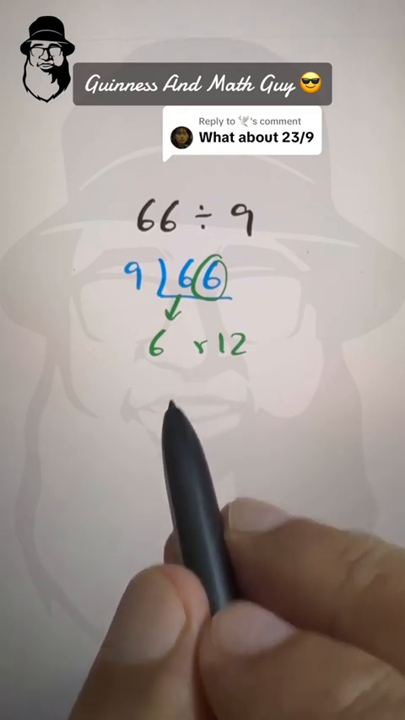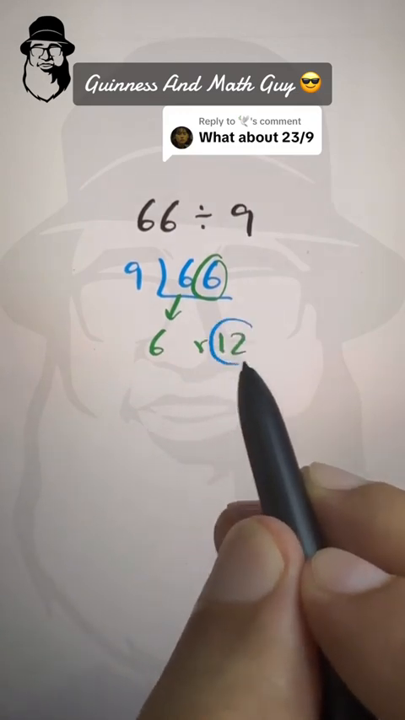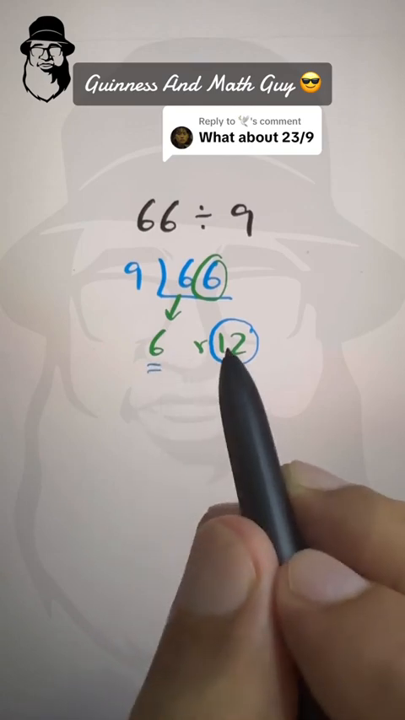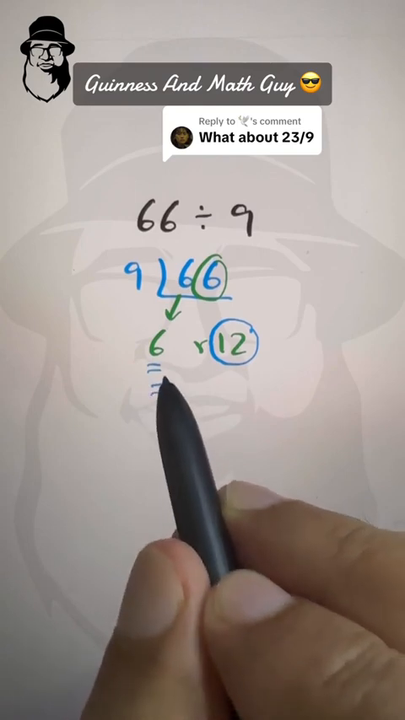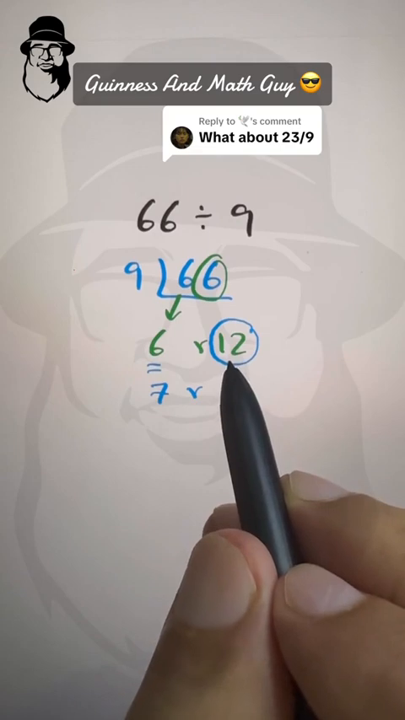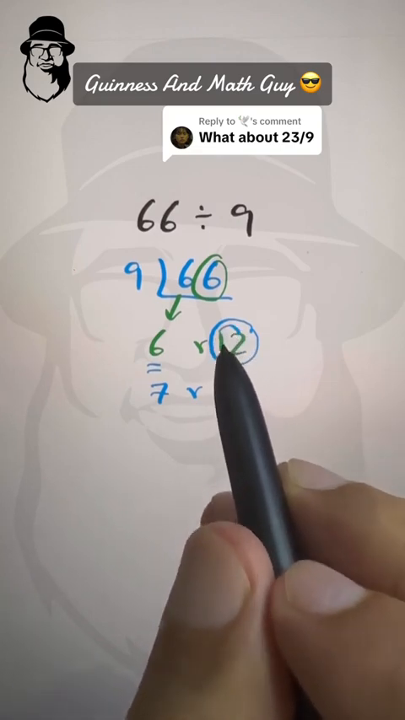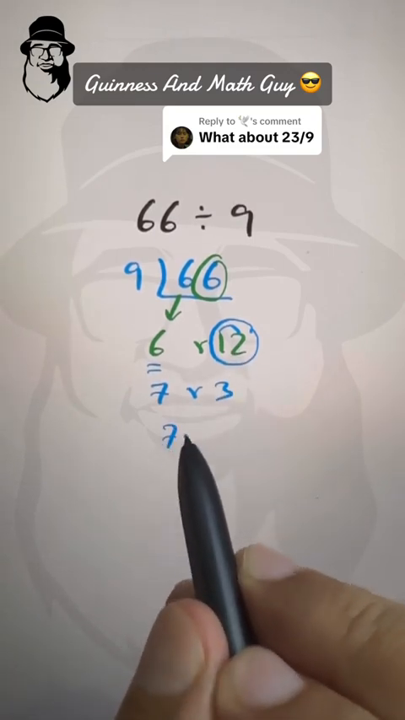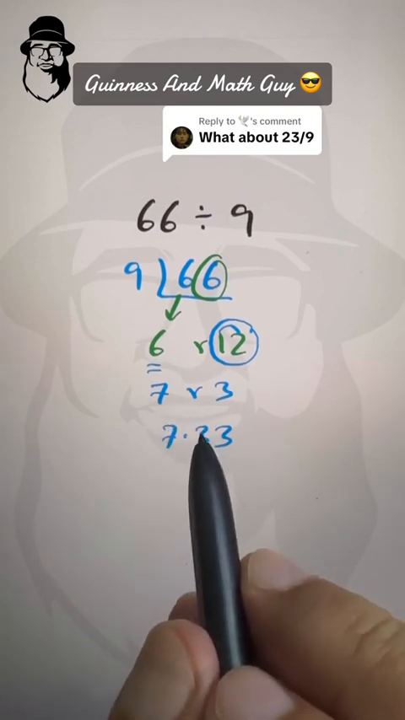So in the next step, what we can see is that in this 12 there is 1 9 also. And this 6 means 6 9s. Plus there is 1 9 in this 12 also. So we'll make this 6 equal to 7. And when 9 is gone from 12, we are left with 3. Or you just add these 2 digits. 1 plus 2 is 3. So the answer is 7.33 if you want in decimal, or 7 remainder 3.